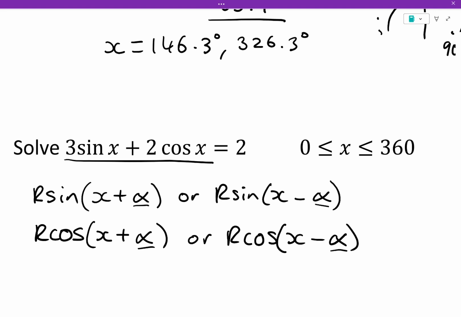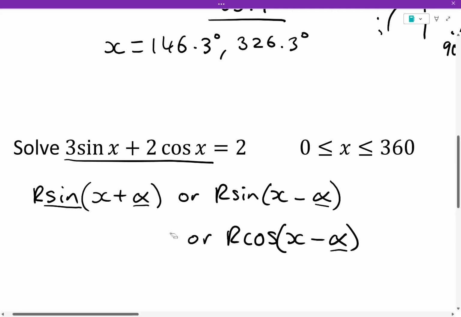However, you can use any of these 4 in order to solve the equation because we're not told to use a specific one. Okay, they're all equivalent because the sine curve and the cosine curve are just translations of each other. They're horizontal translations, and the horizontal translation is represented by this angle here. So you'll just get a different angle for each of the 4, but if you were to draw all 4 curves, they'd be exactly the same. Okay, so it's completely up to you which one you're going to use. I'm just going to go with the first one I've written here, the r sine x plus alpha.